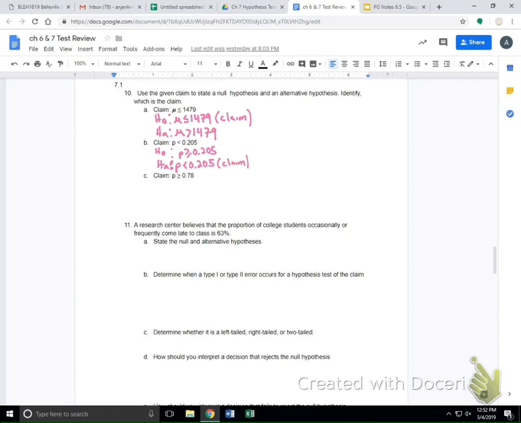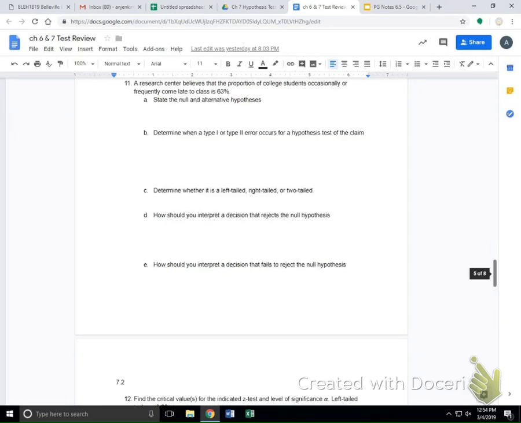And then your last one, you have your null hypothesis and your alternative hypothesis, and you see that P is greater than or equal to 0.78 is given, so that's your claim. It has the equal to sign, which tells you that's your null hypothesis. The complement is going to be your alternative hypothesis. On number 11, I will move it down so that we can see the full thing.